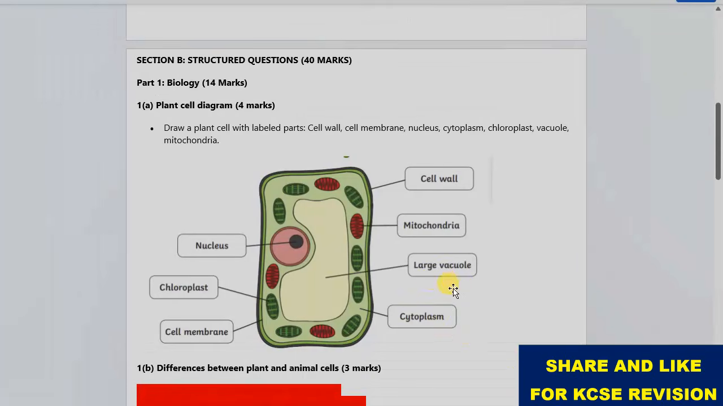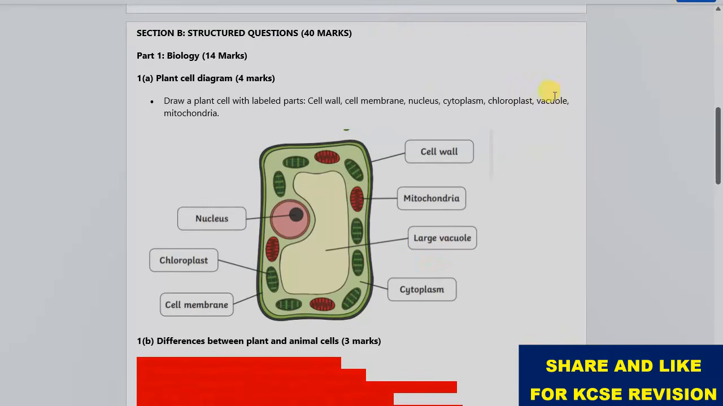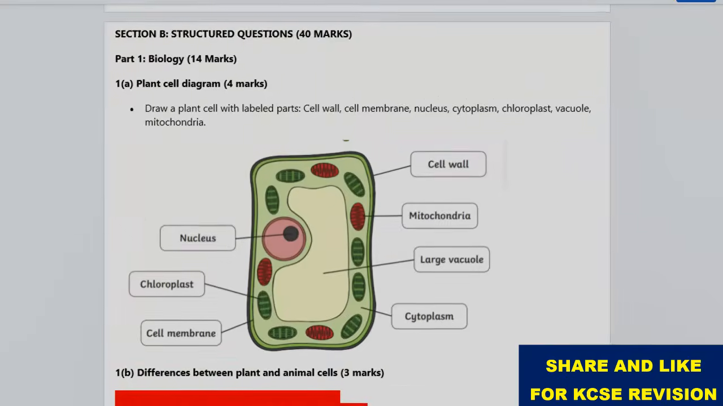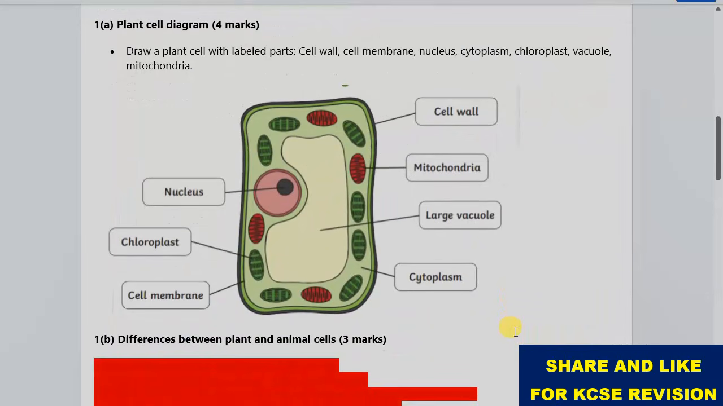And this is the well-labeled diagram of a plant cell. This is how it should look. Cell membrane, chloroplast, nucleus, cytoplasm, a large vacuole, mitochondria, and the cell wall. That is a plant cell.